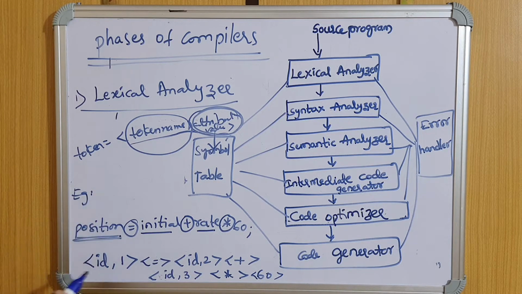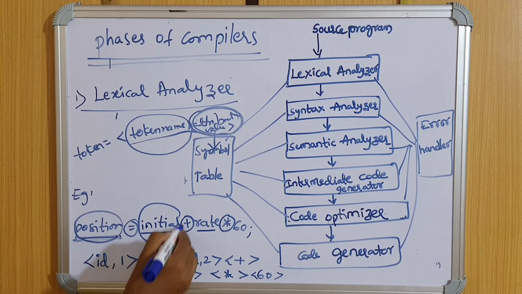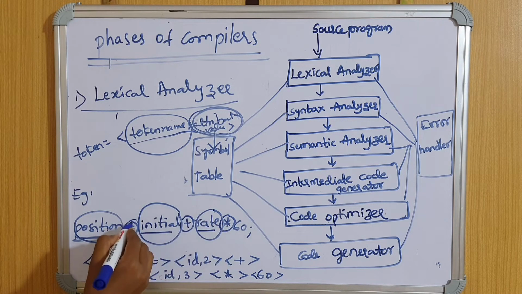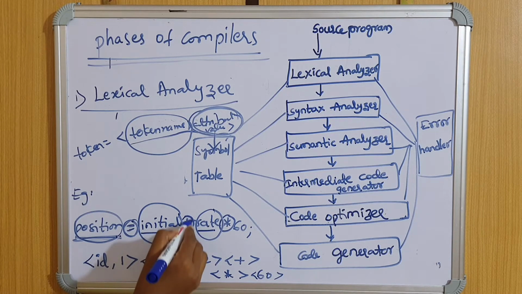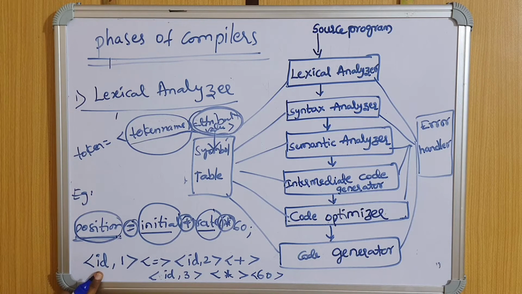For example, if you take position equals initial plus rate into 60, then what will the lexical analyzer do? Position is one identifier, initial is one identifier, rate is one identifier, equals is the assignment operator, plus is the addition operator, into is the multiplication operator. So it will take token name identifier with value 1, assignment operator, second identifier with value 2, addition operator, id 3 means identifier 3 with value 3, multiplication operator and the value.